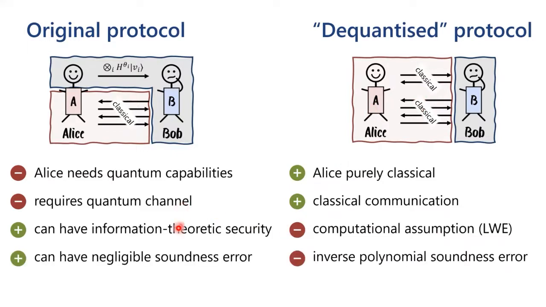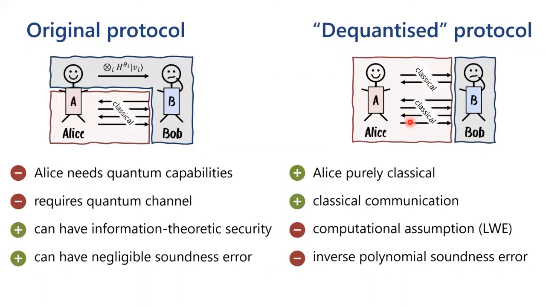Another thing that we lose is that the original protocol can have negligible soundness error. This roughly means that a cheating party will only pass in the protocol with negligible probability. Again, it doesn't have to; this depends on which protocol we're looking at, but it might have negligible soundness error. But when we dequantize it, we'll always lose this property and only get inverse polynomial soundness error. And this, similar to the computational assumption, is because this first classical protocol already has inverse polynomial soundness error, and then the soundness errors just get added up, so you will never go below inverse poly.